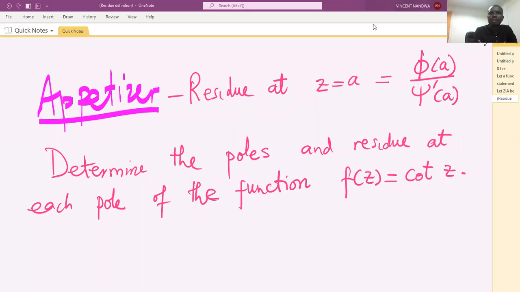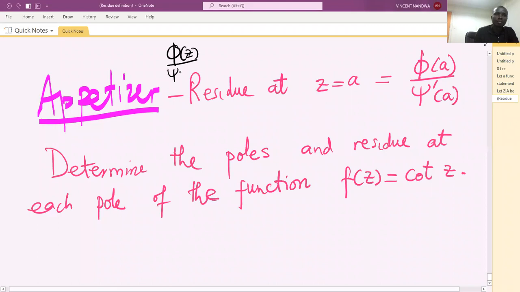Welcome to this session. In this session, we are going to solve a problem on determination of residues of functions which can be written in the form phi of z over psi of z, such that the value of the denominator at 0 is 0, but the value of the numerator at 0 at A. So this general point A or the pole is non-zero.